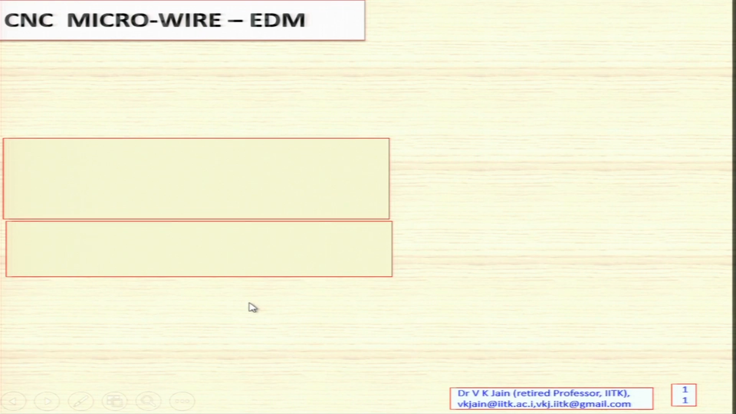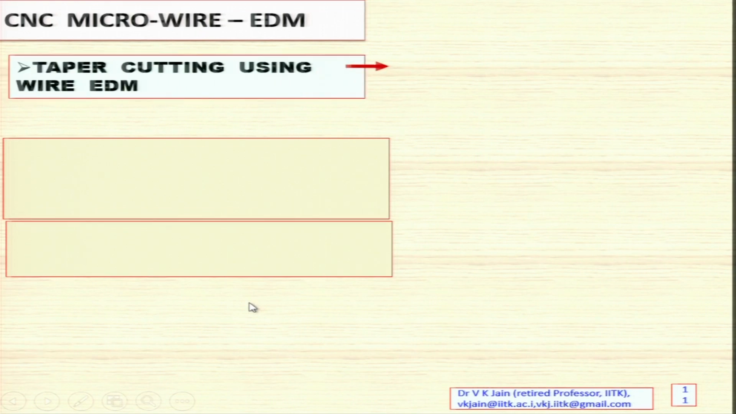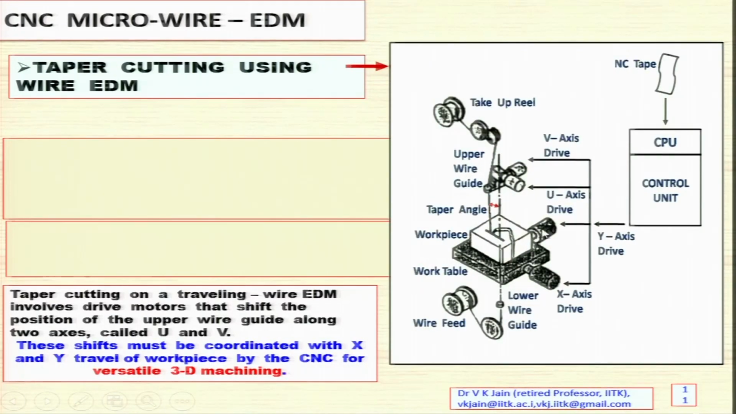CNC micro wire EDM process. Taper cutting using wire EDM. Whenever you are using this wire EDM system, the cut that you are going to get, or the machined surface you are going to get, is not straight sided, rather it is tapered one. And this is the system. As you can see here, various parts are shown, which I have shown to you in the figure earlier also. You have the V drive, you have the U drive over there. This is the workpiece, this is the wire.